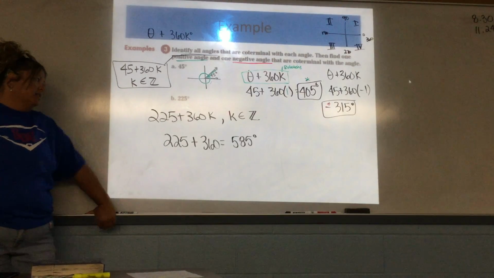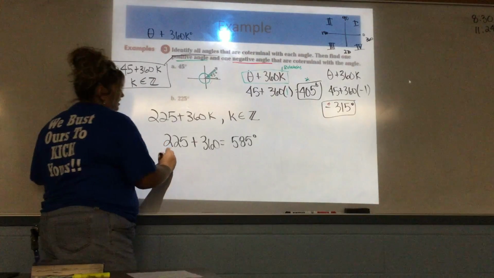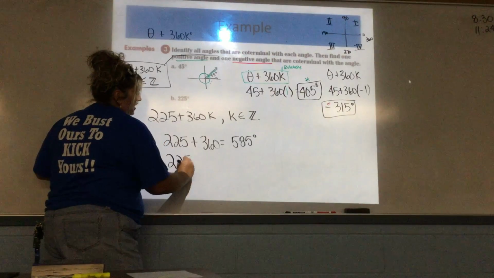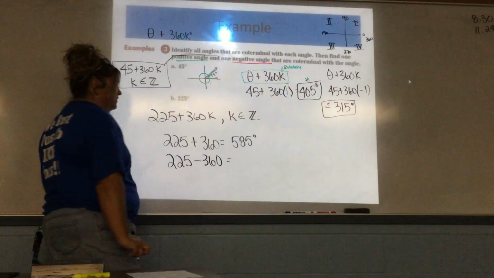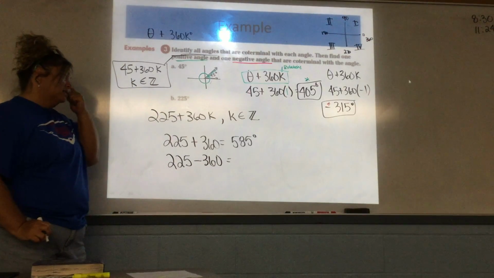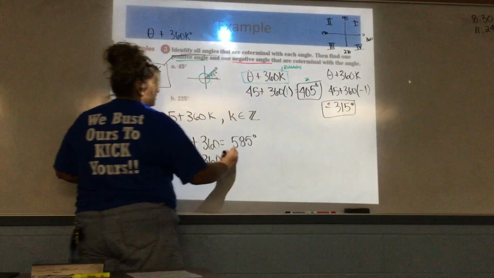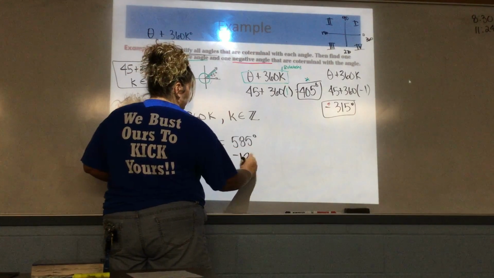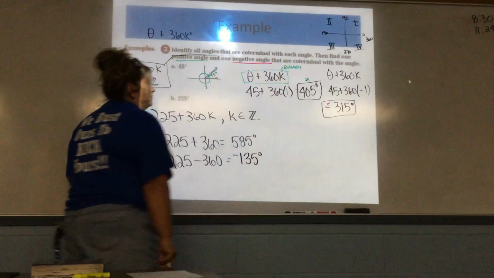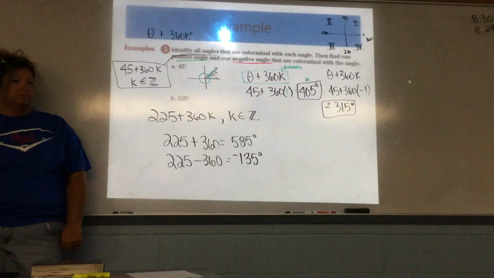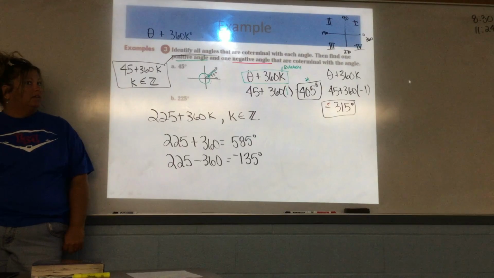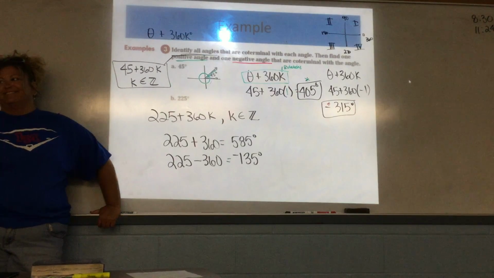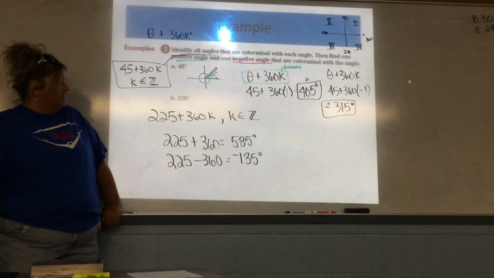How would I find the coterminal angle that is negative? 225 minus 360. Good. So what do you get when you take 225 minus 360? Negative 135. It's kind of like essentially adding plates onto the weightlifting bar.